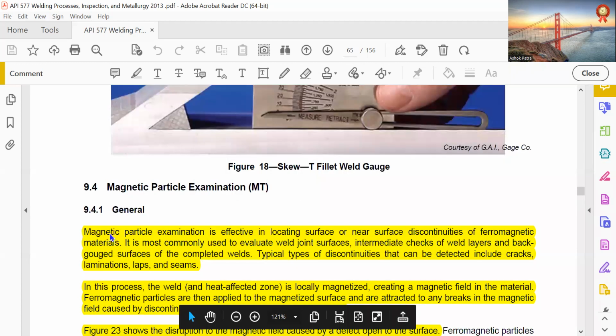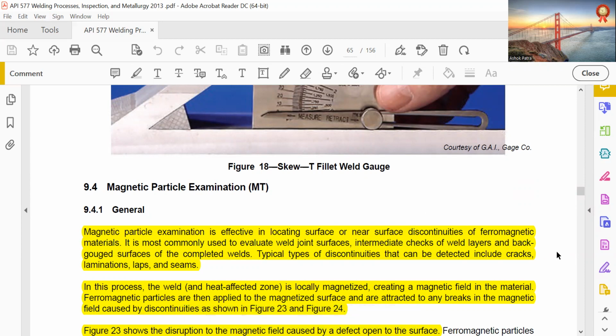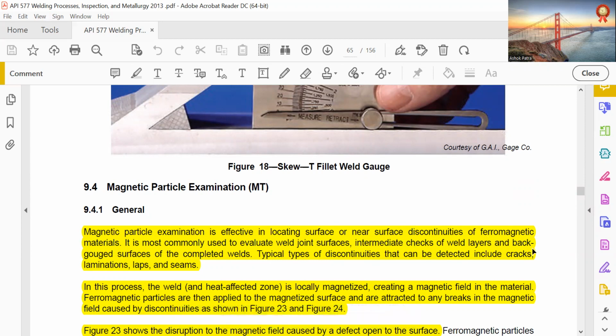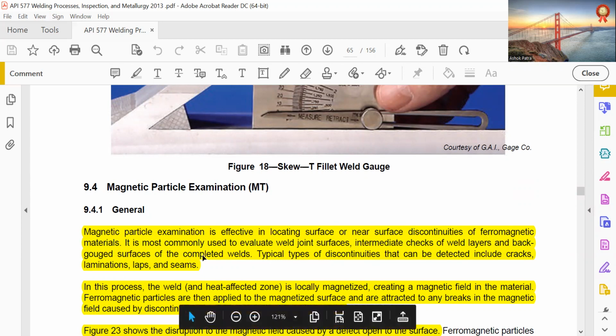Magnetic particle inspection, MT, general. Magnetic particle examination is effective in locating surface or near surface discontinuities of ferromagnetic materials. It is commonly used to evaluate weld joint surface. So without ferromagnetic materials, no MT. Okay. Commonly used to evaluate weld joint surface, intermediate checks of weld layers and backgouge surface of the complete welds.